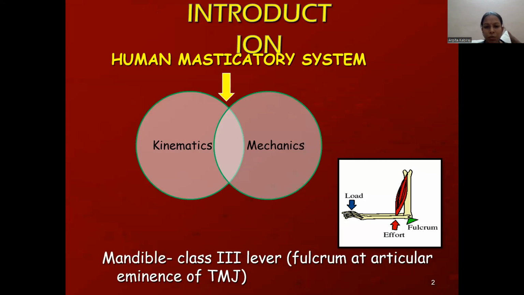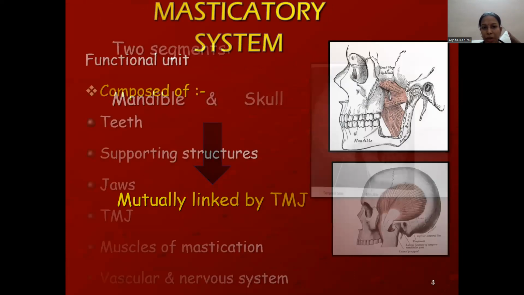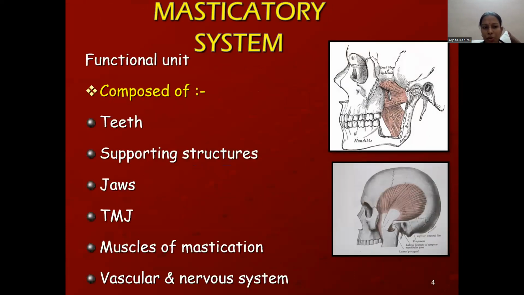The human masticatory system is a combination of kinematics and mechanics, which is based mainly on class 3 lever function, wherein the fulcrum is located at the articular eminence of the TMJ. The main basic segments are the mandible and the skull, which are mutually linked by the temporomandibular joint. The masticatory system is composed of teeth, supporting structures, jaws, TMJ, muscles of mastication, and the vascular and nervous systems, which act as the functional unit.